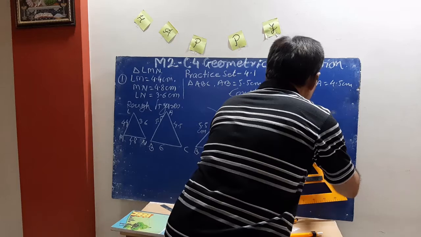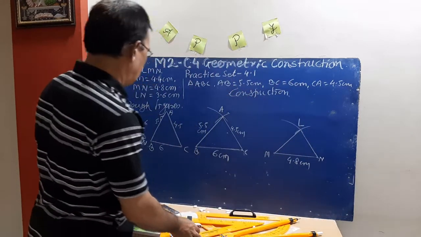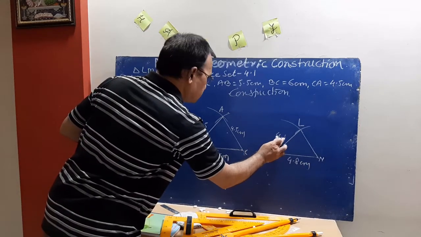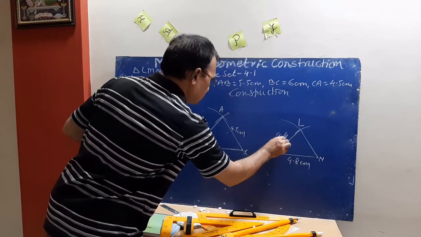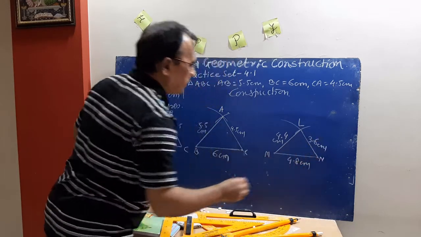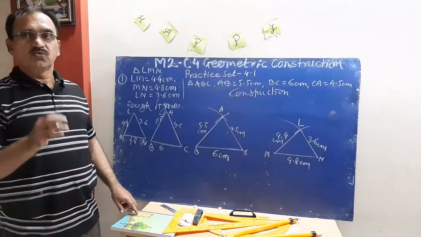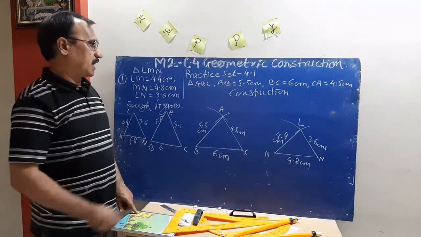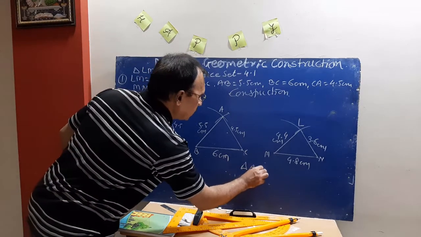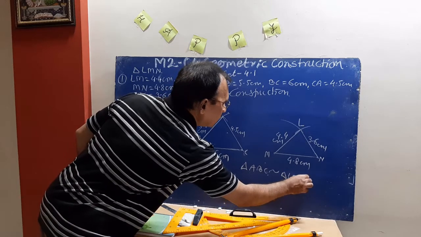this is the required triangle LMN. Don't forget measurements, 4.4 cm and 3.6 cm. This is the first method to construct similar triangles. Here these two triangles are similar: triangle ABC is similar to triangle LMN.